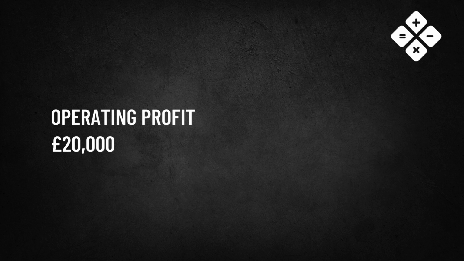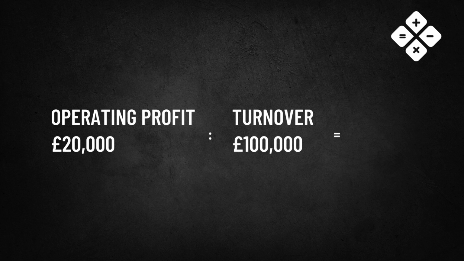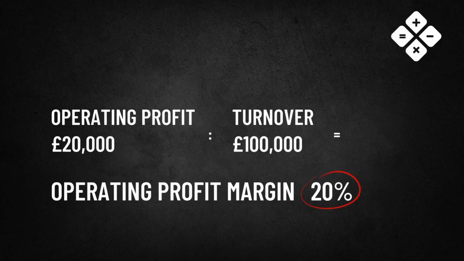Now, take that £20,000 figure that we've got, relate it or divide it by the revenue of 100,000, and that gives you an operating profit margin of 20%.